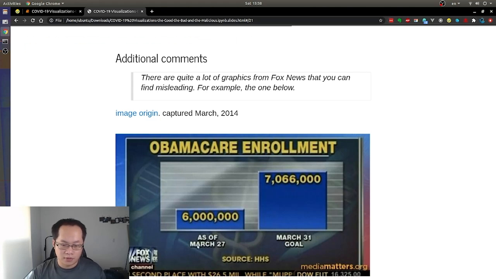At that time, you can see by March 31st, this is a goal, and this is the total number of enrollment. And you have, like, 4 days left. It looks like you only achieved 1/3 of your original goal, but look at the number, you achieved, I would say, more than 80% of the goal.